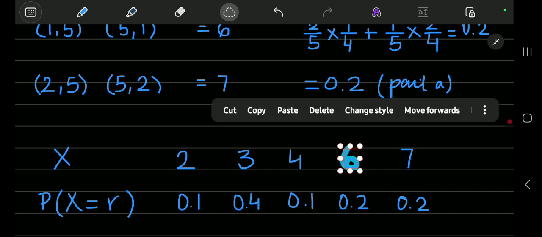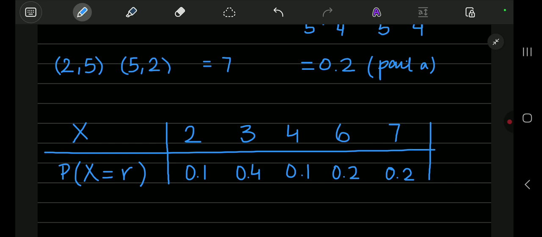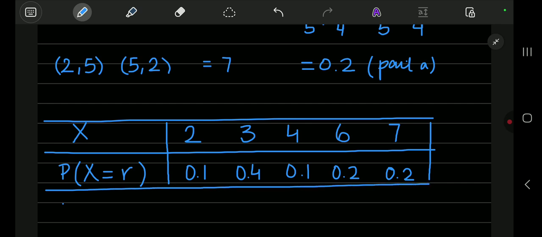So this is your probability distribution table. To check if your probability is correctly found, you can add this up. If this gives you a sum of 1, then it's correct. So 0.1 plus 0.4 is 0.5, 0.6, 0.7, 0.8, and 0.9, 1.0, that means 1. So the sum of probability of x is equal to 1. It should always be equal to 1.